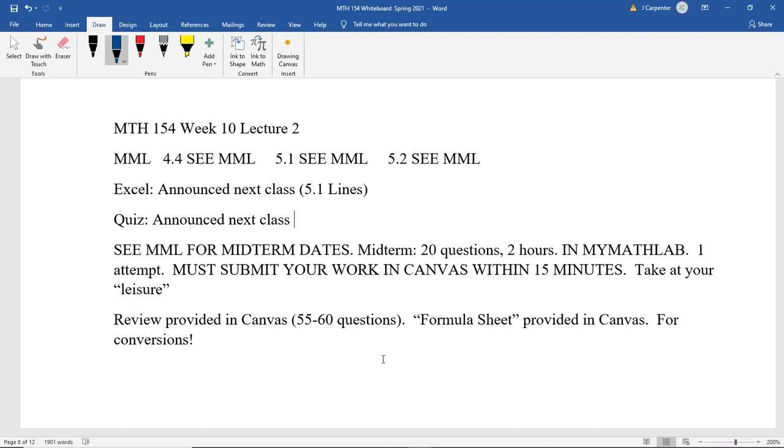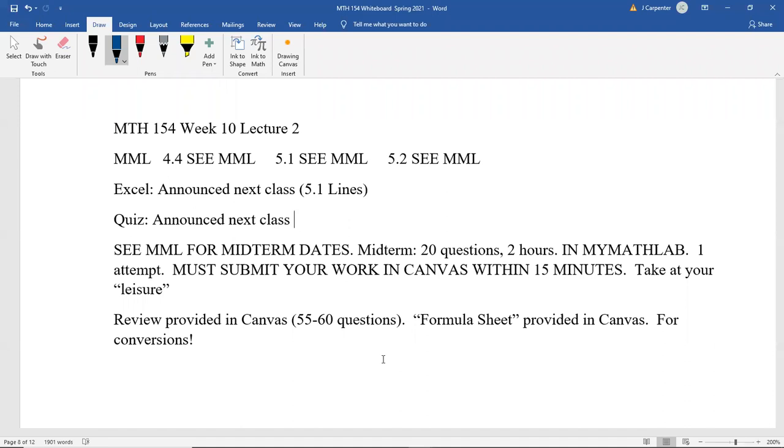We've got our normal stuff on the whiteboard we're going to go over for a couple minutes. 4.4, already finished. 5.1, we will be finishing today in this lecture. 5.2, we will also be finishing during this lecture. So you will see those dates updated in the live lecture or just in your MyMathLab accounts.